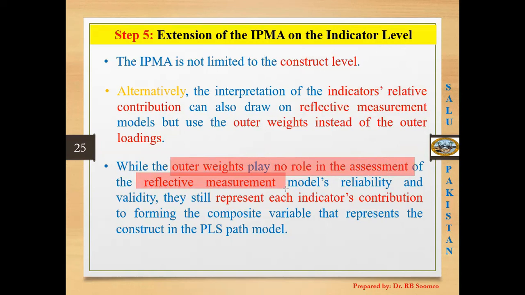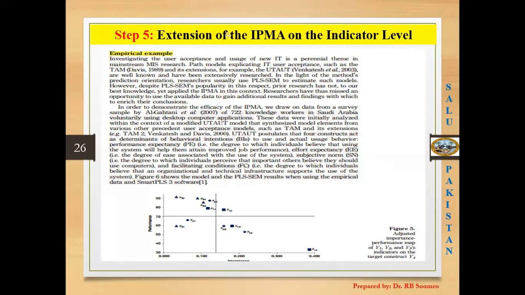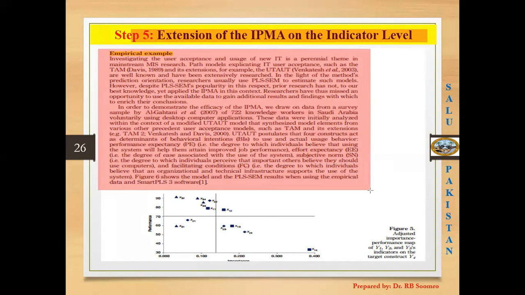So for reliability and validity, the outer weights play no role. Still, each indicator's contribution is performing, so in the case of reflective measurement, we will focus on the outer weights, especially when we are applying the IPMA at the indicator level. This is the extension of the IPM to the indicator level. Here is our example of how the IPMA has been applied in this paper.